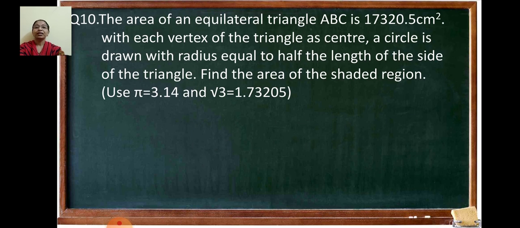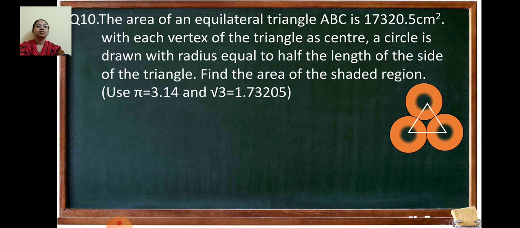Now question number 10. The area of an equilateral triangle ABC. So this is the diagram. See, triangle ABC is an equilateral triangle and its area is given.